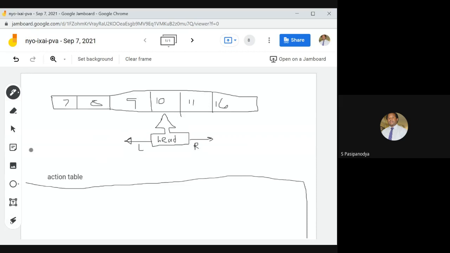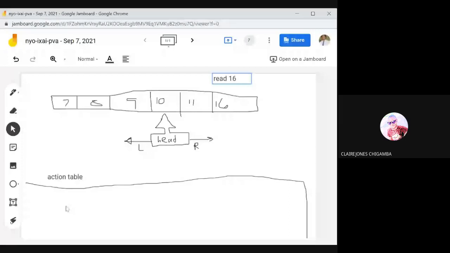Right. So this is our head, and we want our head to read the number 16. Head needs to read 16. Which direction is the head going to go? Right. The head is going to go right, to move from 10, 11, then to 16. Do you understand? Yes, sir.